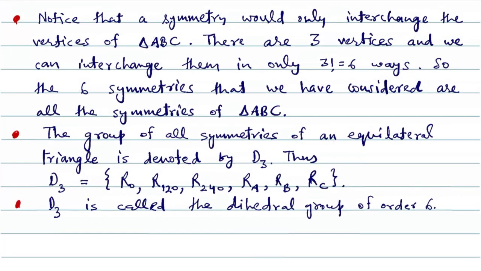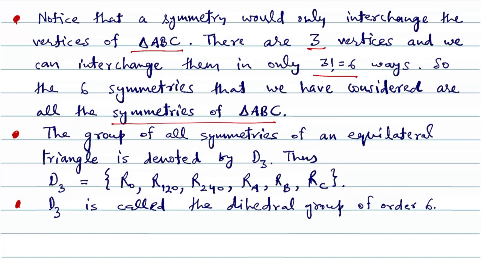We notice that a symmetry of triangle ABC only interchanges the vertices of triangle ABC. Triangle ABC has three vertices and so we can interchange them only in 6 ways. So the 6 symmetries that we have just considered are the only symmetries of triangle ABC.